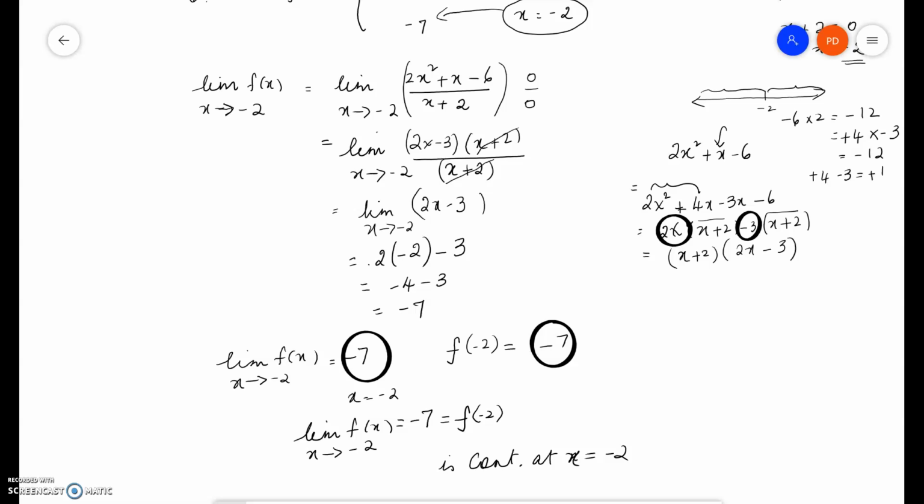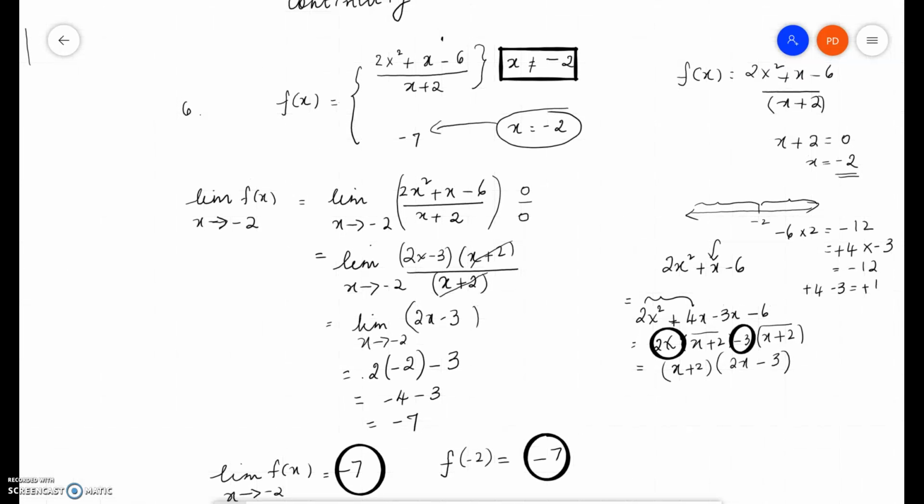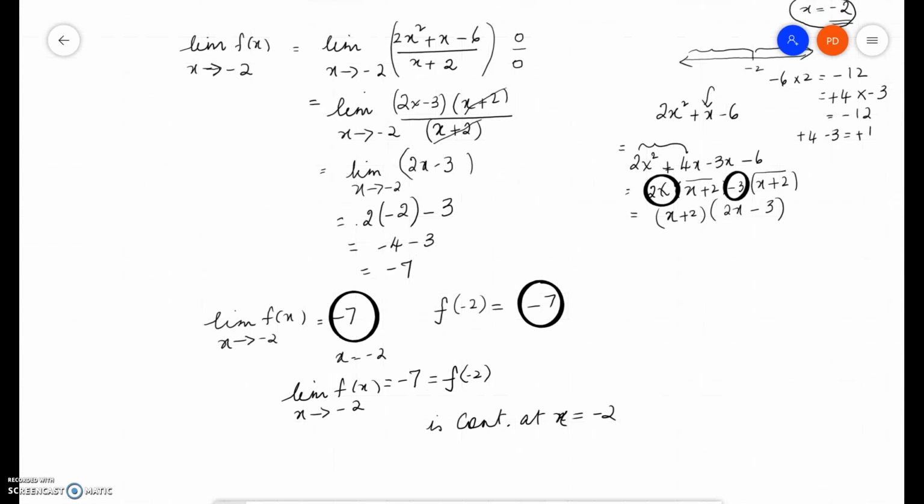So therefore, the function is continuous everywhere. We determined earlier that the only place where we had to check for continuity was x equals negative 2, because to the left of x equals negative 2, the function was continuous, and to the right of negative 2, the function was continuous. Now we've checked that the function is continuous at x equals negative 2. So therefore, the function is continuous at every point on the real number line, that's negative infinity to positive infinity.